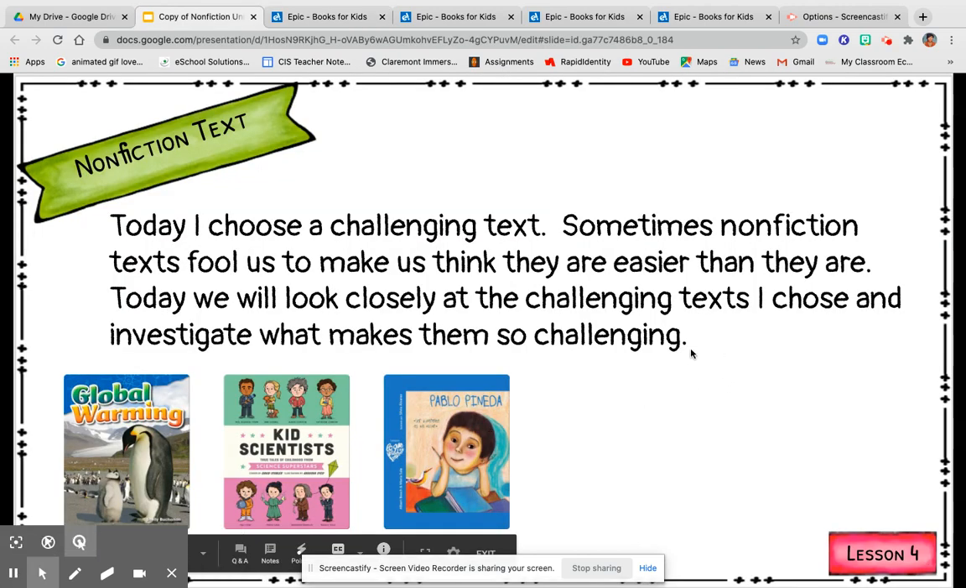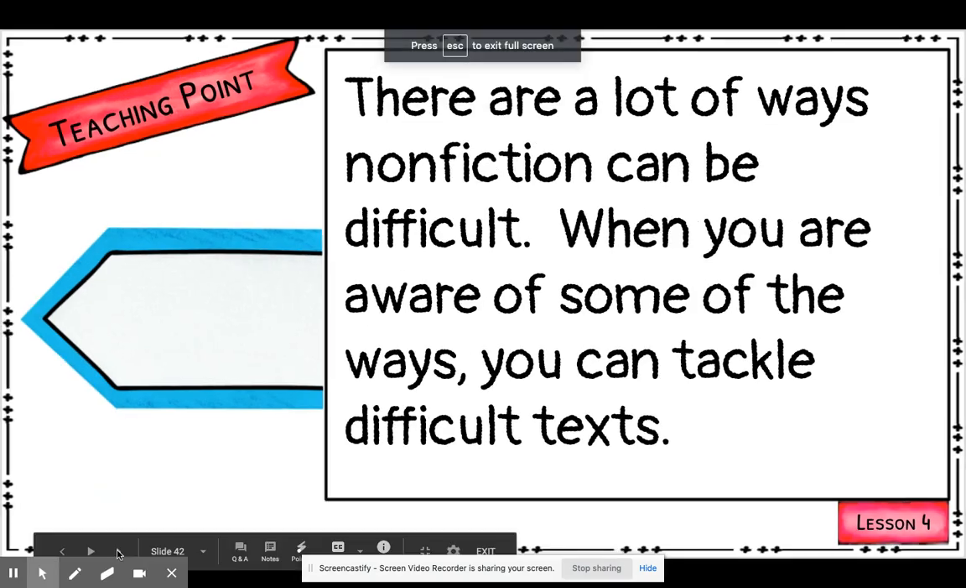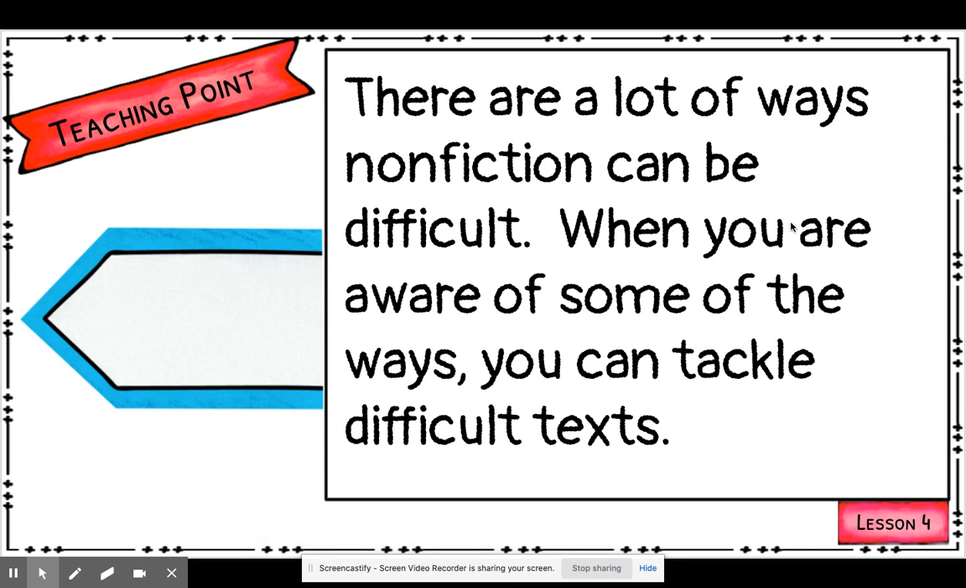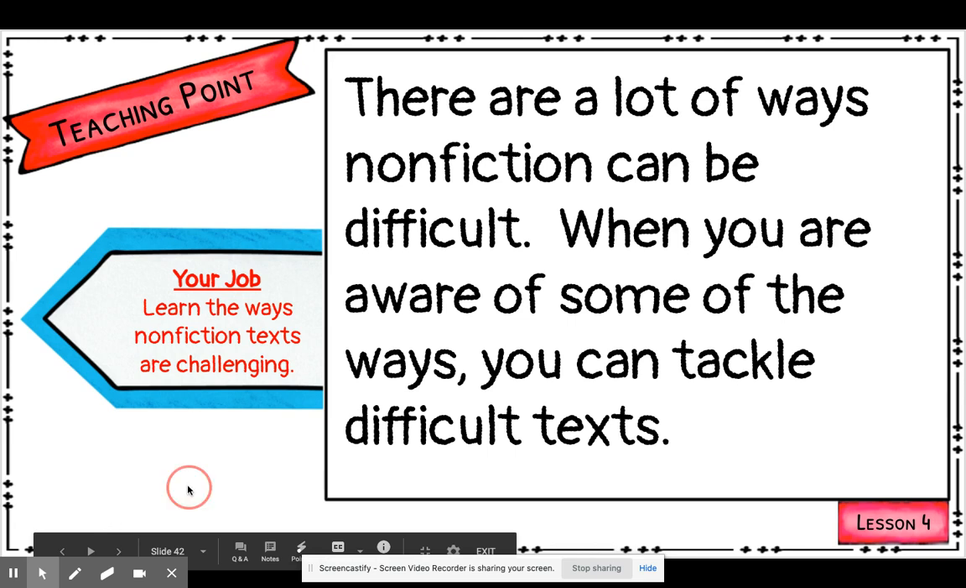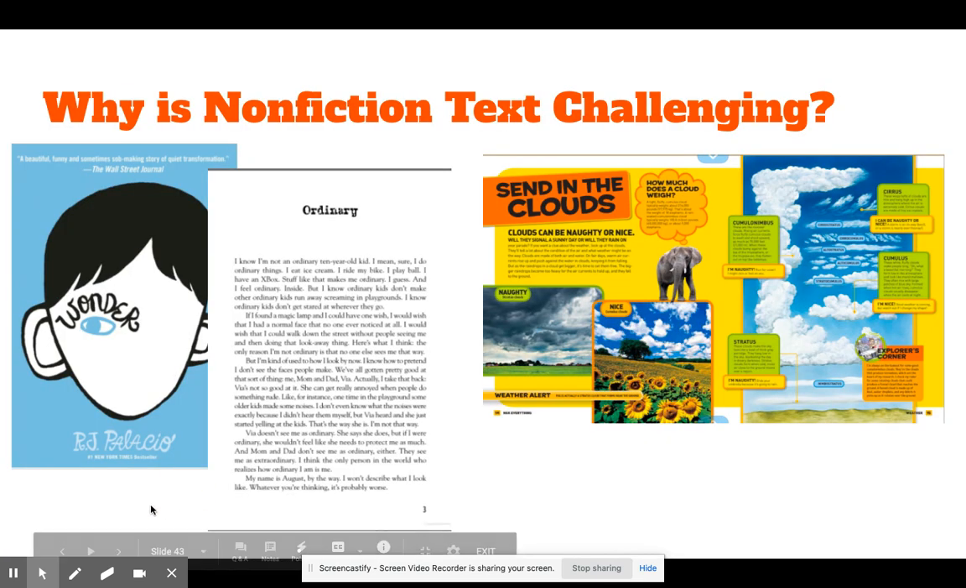All right. So let's go on with our slides here. So, there are a lot of ways nonfiction can be difficult, and when you're aware of some of the ways, you can tackle the difficult texts. Your job is to learn the ways nonfiction texts are challenging, and that's what we were doing. So, why are they so challenging? I've shown you some different nonfiction texts, but I want you to think about a book that we might be familiar with, like Wonder, which is a narrative text. And then a book like our mentor text.